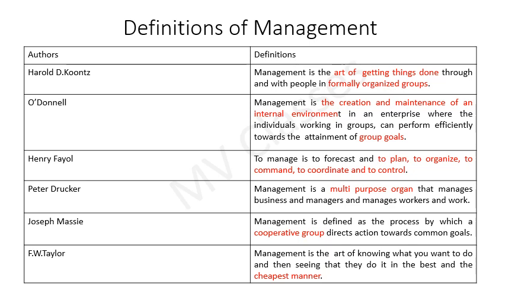So the next one is F.W. Taylor. His name is Frederick Winslow Taylor. He gave the definition of management as the art of knowing what you want to do and then seeing that they do it in the best and the cheapest manner. He is also called the father of management. He wrote a very well renowned book, Principles of Scientific Management. He is talking about the principal object of management, that you have to secure the maximum prosperity for the employer coupled with the maximum prosperity for each employee. So all can be done in the cheapest manner.